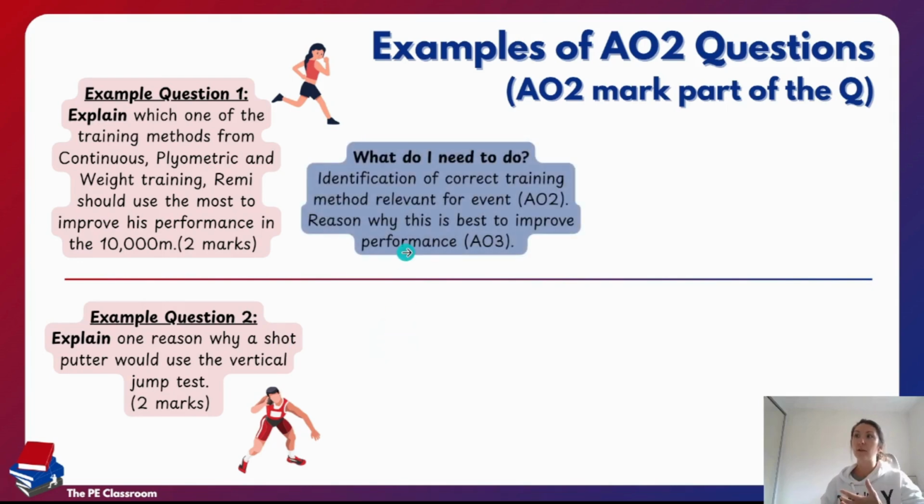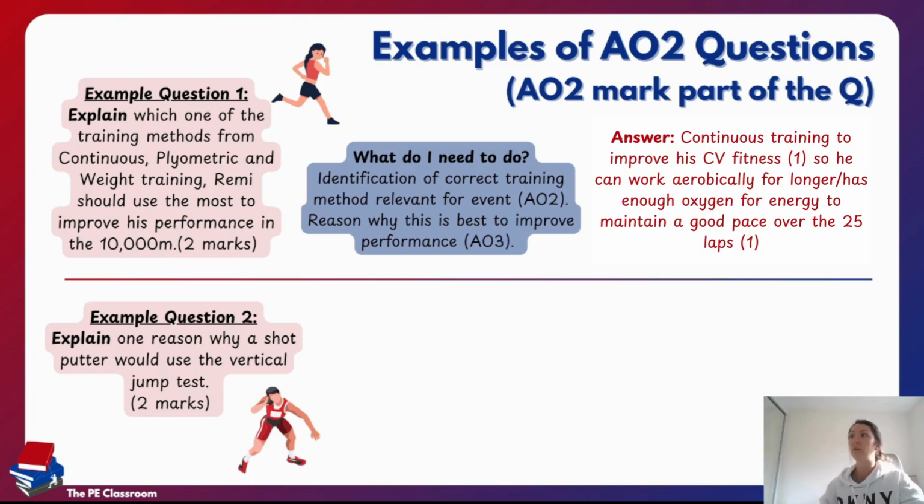you need to be able to use that knowledge of, is the continuous training most relevant, is plyometric, is weight training, so what do they train first? So here's your answer: continuous training to improve his CV fitness. So we've already recognised out of the three that continuous training is the most relevant bit, and we've linked it to aerobic fitness for the 10,000 metre event. So that's me showing my knowledge and relating it to the sporting example.